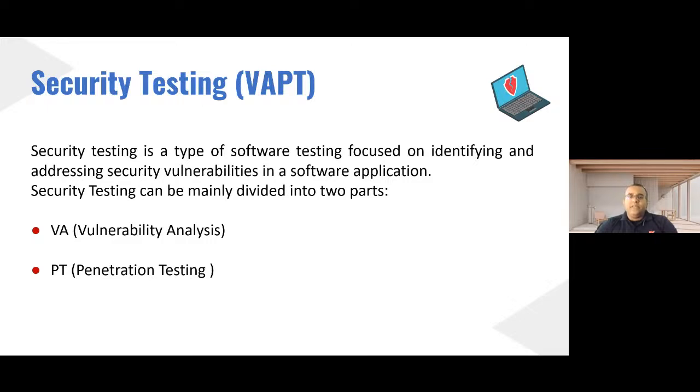So what does VAPT mean? It is a security testing type of software testing focused on identifying and addressing security vulnerabilities in a software application. It can be mainly divided into two parts. This is one of the reasons why a lot of people struggle getting into pen testing jobs. The main reason is the gap between the training available online and the job that is present in real time.